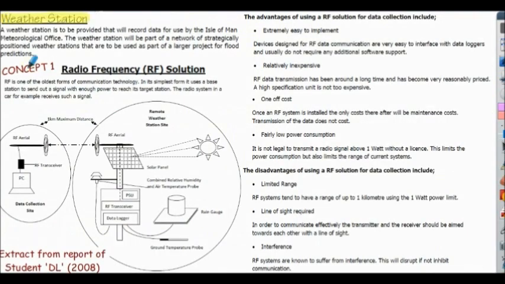This is for a weather station. The weather station is to record data to be used by the meteorological office. Here's concept 1, radio frequency. In this particular system, we have a very brief description of the system, annotated diagrams of the system, and we have the advantages and the disadvantages stated.